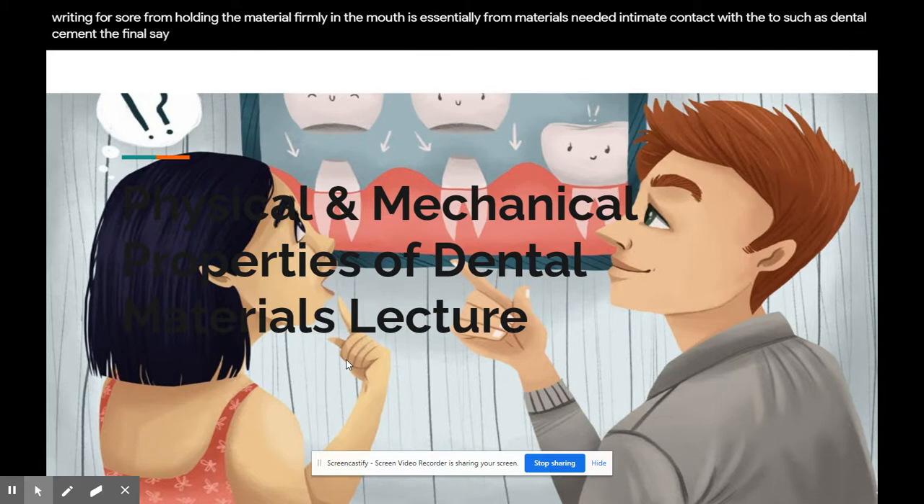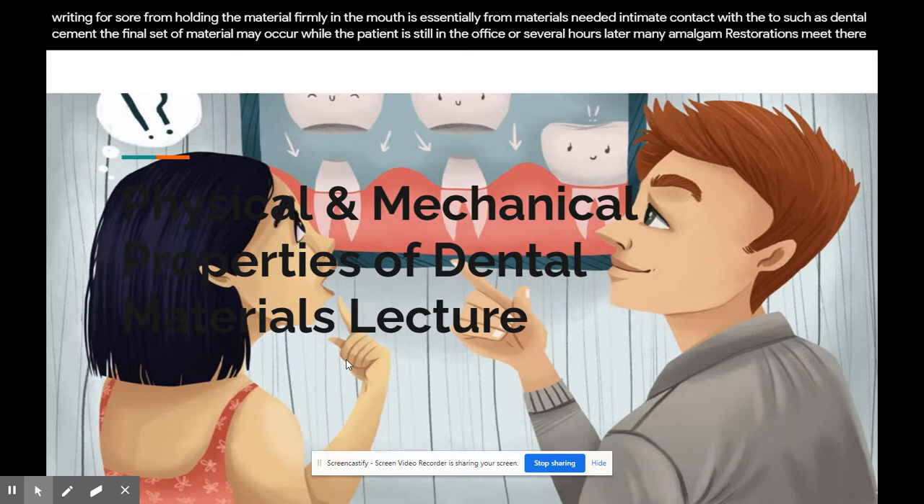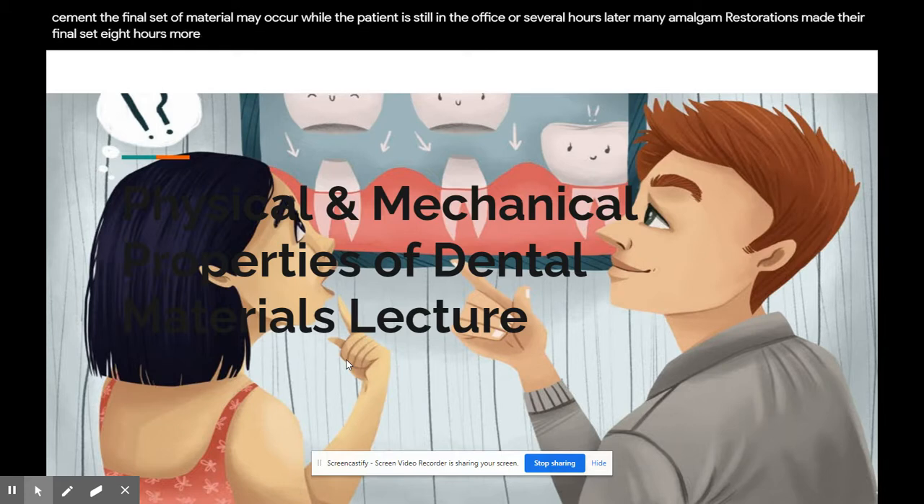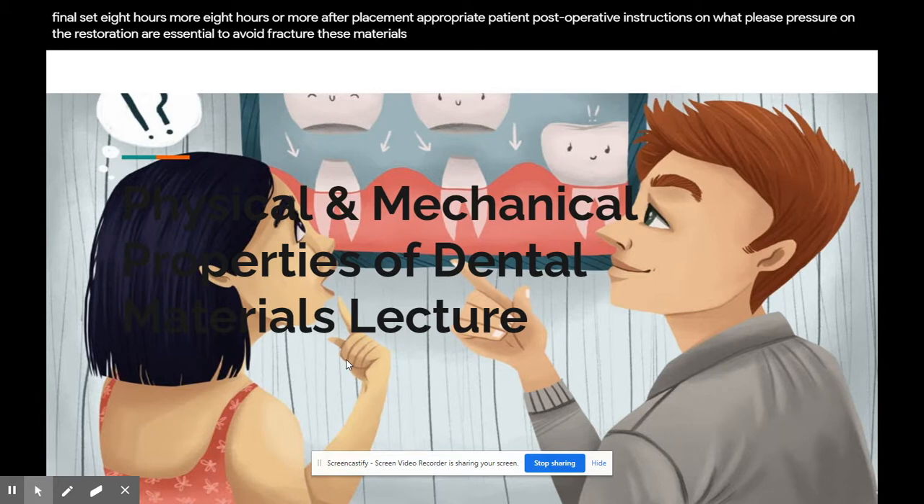The final set of the material may occur while the patient is still in the office or several hours later. Many amalgam restorations meet their final set 8 hours or more after placement. Appropriate patient postoperative instructions on when and what to eat, what to avoid, and how to place pressure on the restoration are essential to avoid fracture of these materials. The accompanying box gives an example of manipulation instructions on dental cements, including units of time. Variables in the manipulation of materials begin with the ratio of the components.